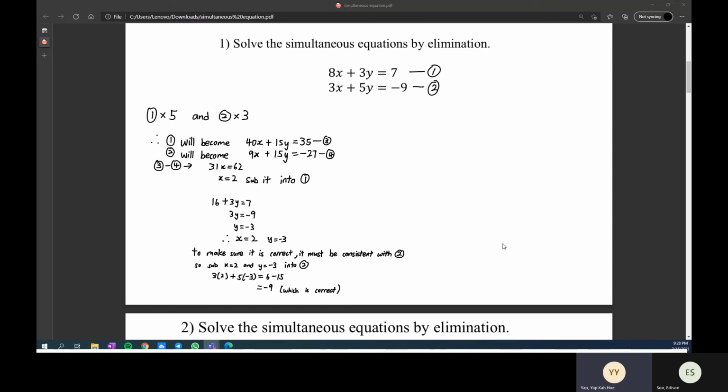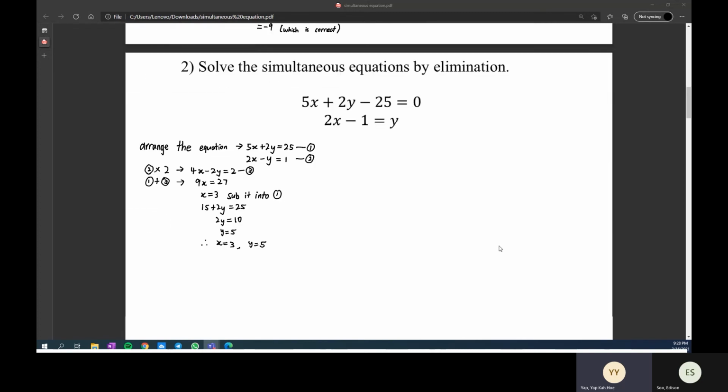To make sure it is correct, it must be consistent with the second equation. So we sub x equals 2 and y equals negative 3 into the second equation, and we will get negative 9, which is correct. And next, we will look at the third example.